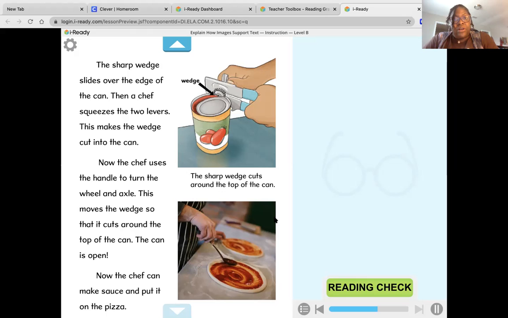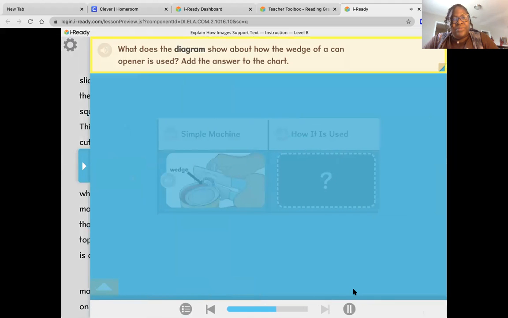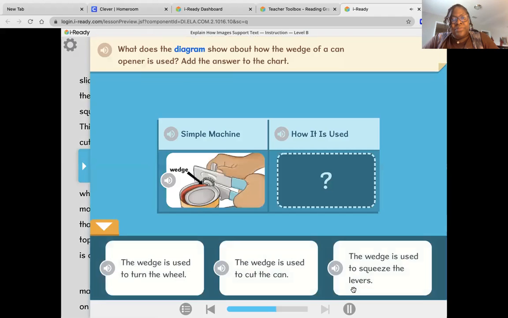Let's look here. We see the wedge, we see the levers, we see the axle and the wheel. And here underneath, we see a caption. The sharp wedge cuts around the top of the can. Let's check our reading. What does the diagram show about how the wedge of a can opener is used? Add the answer to the chart.